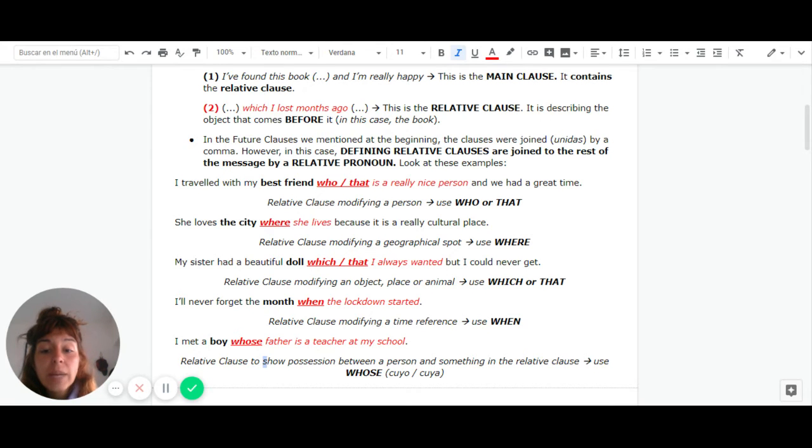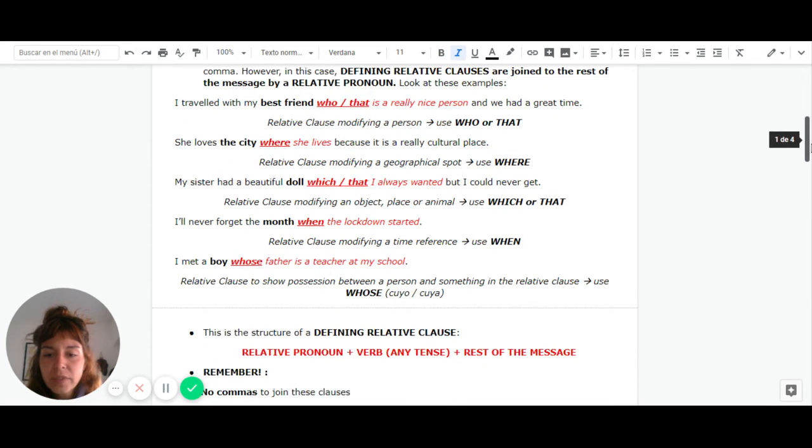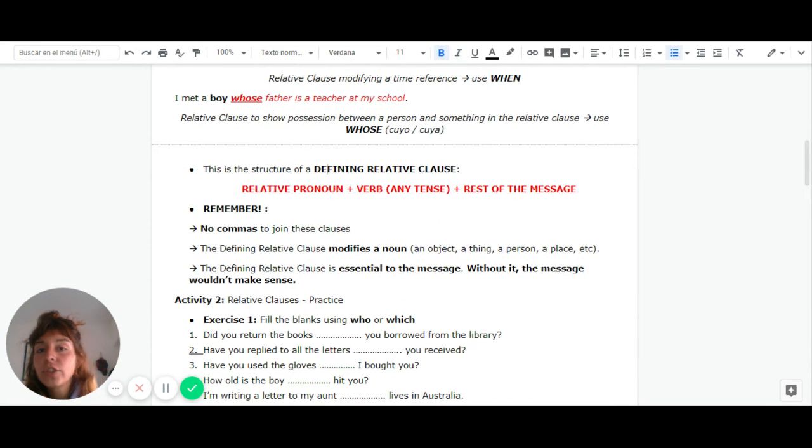So, cuando queremos mostrar possession between a person and something in the relative clause, en este caso, el boy tiene la posesión de el padre, que ya está en la parte de la relative clause, para unir esas dos partes del mensaje, vamos a usar la palabra whose. Good. So, this is the structure of a defining relative clause que va a ir metida en un mensaje más grande, en una oración, para darme información sobre una cosa, persona, lugar o tiempo.